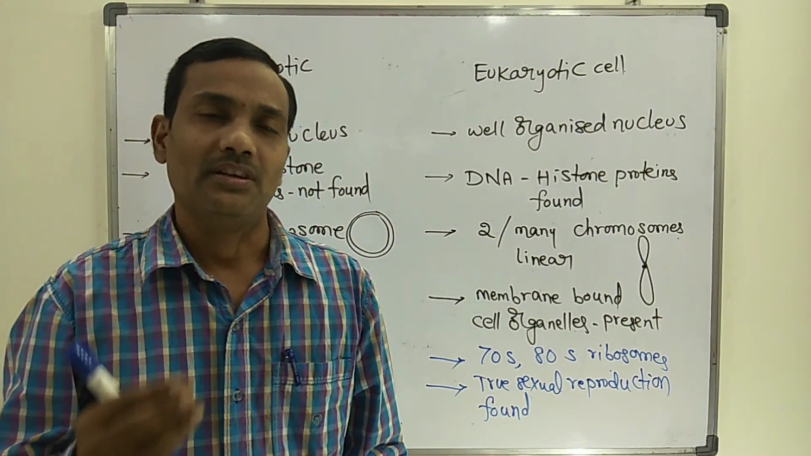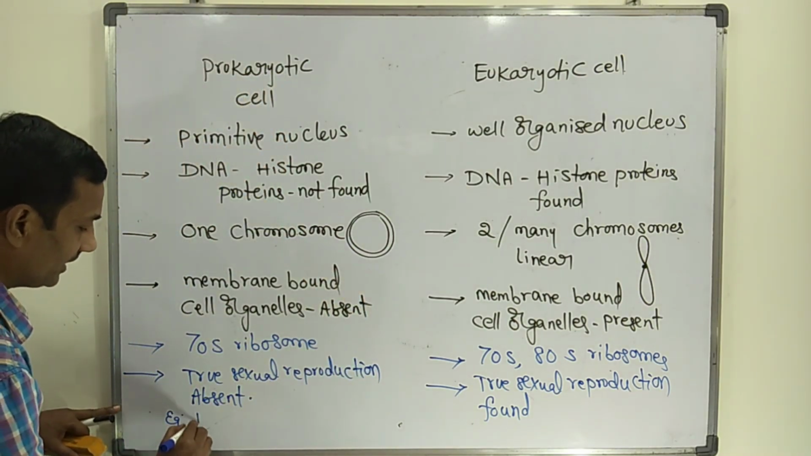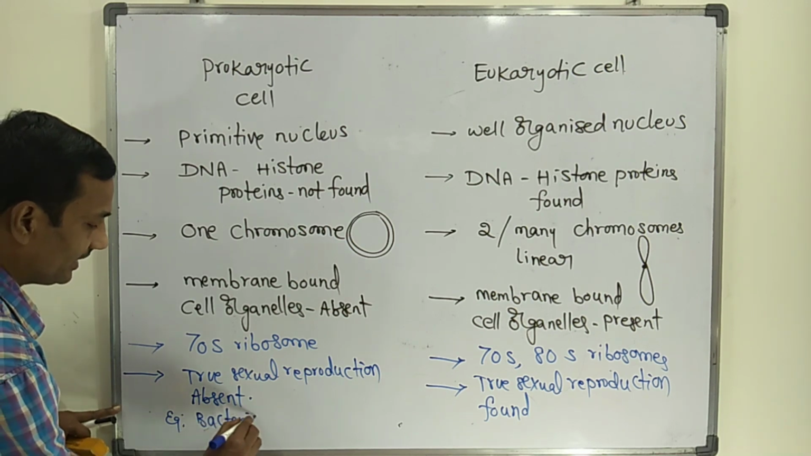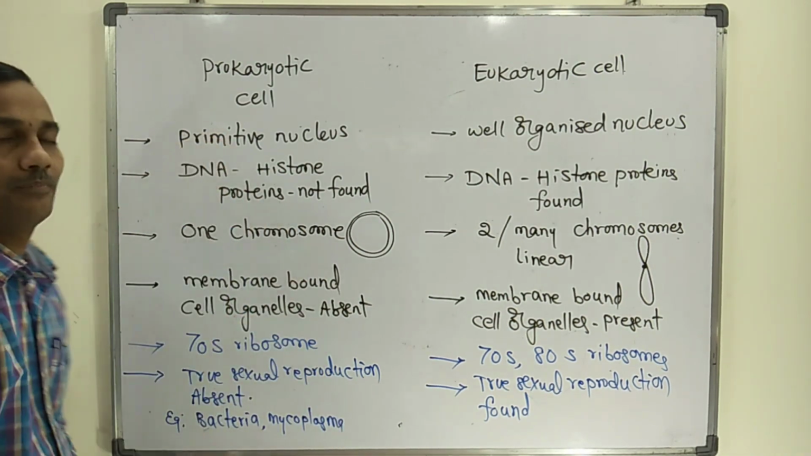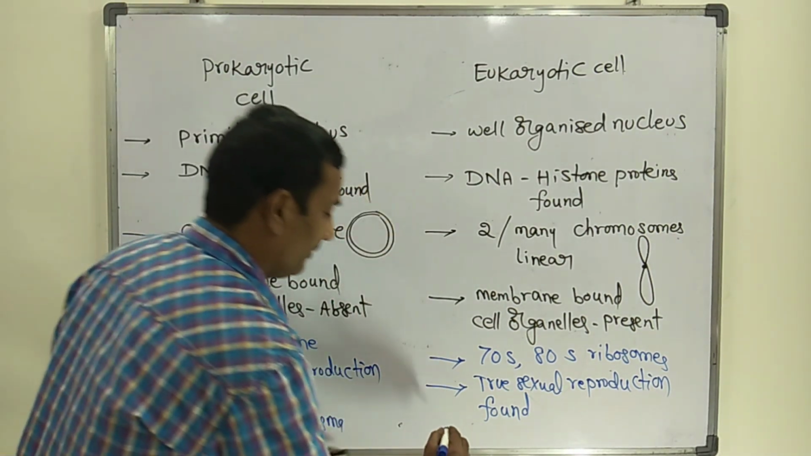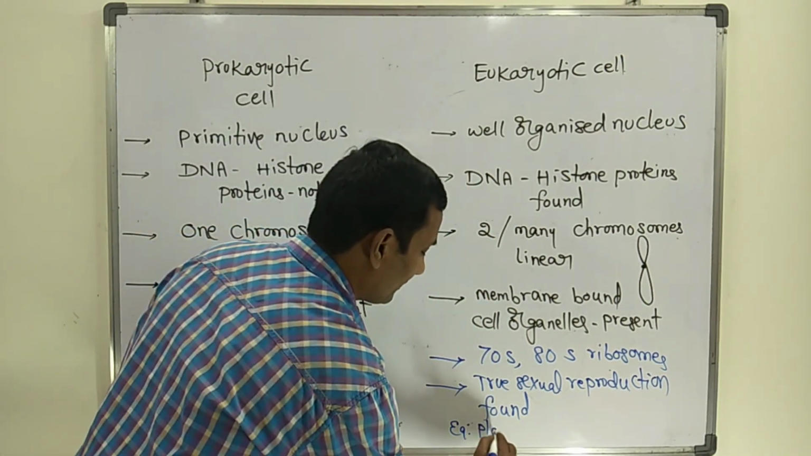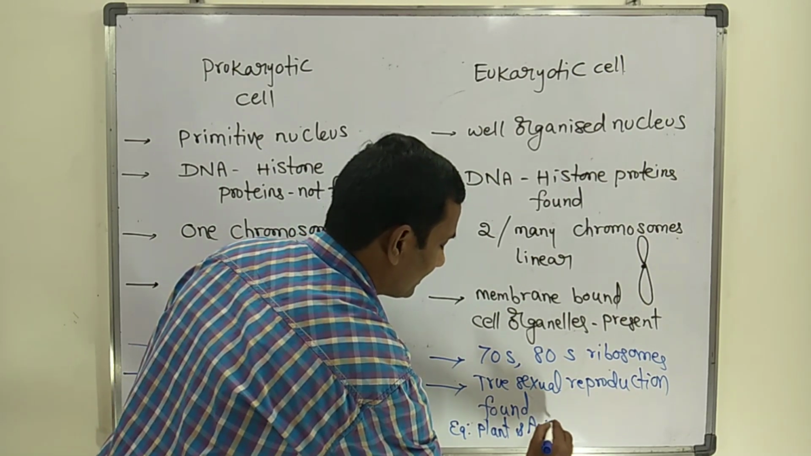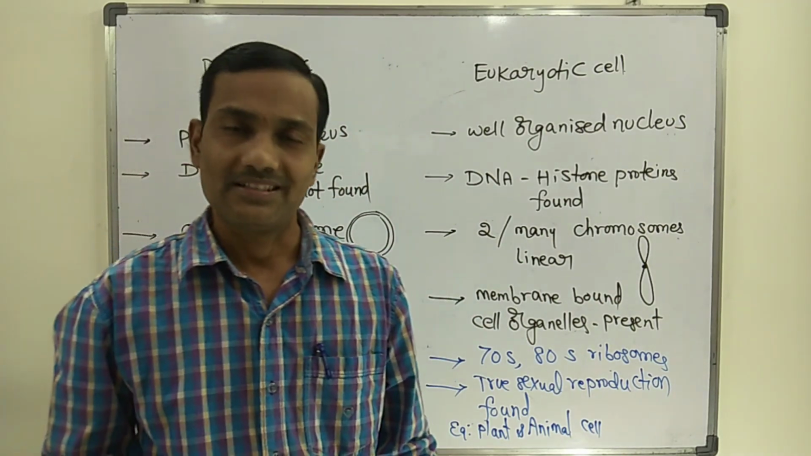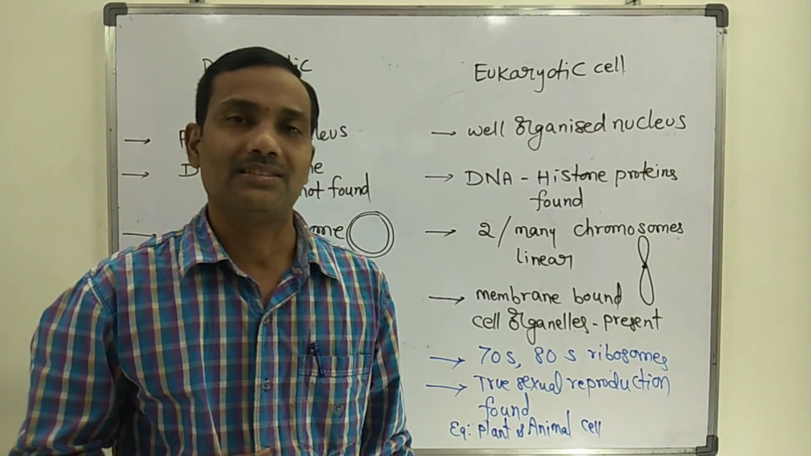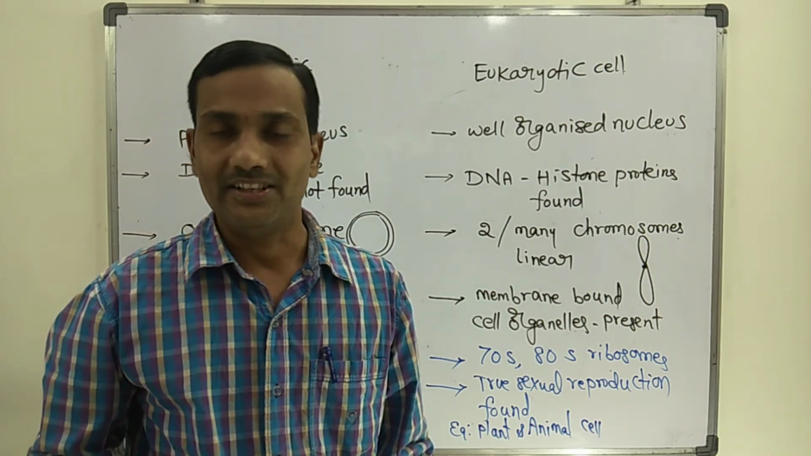Best examples, if you look at prokaryotic cells, there are many examples. One example is the bacterial cell, and mycoplasma is also a best example for prokaryotic cells. Examples for eukaryotic cells are plant and animal cells. Next, along with this, we discuss ribosome and centriole.